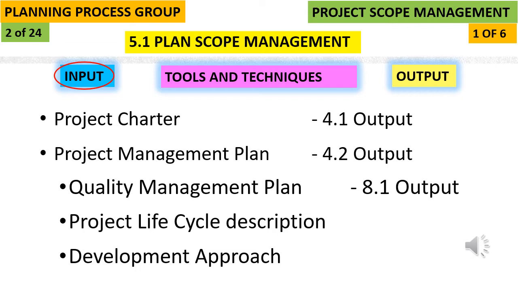So the quality management plan, which is an output of process 8.1, typically has information about the way the project and product scope will be managed with respect to the organizational quality policy, methodologies, and standards.